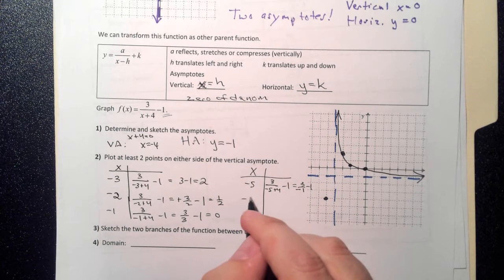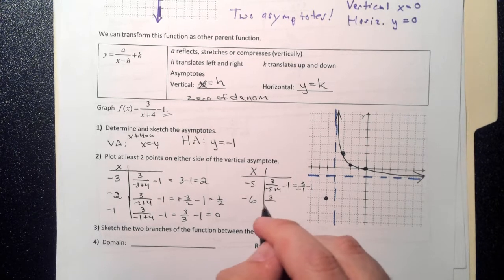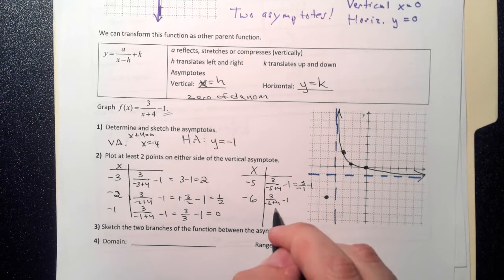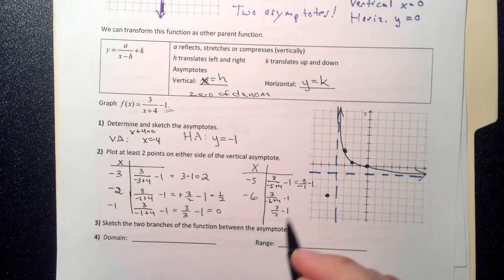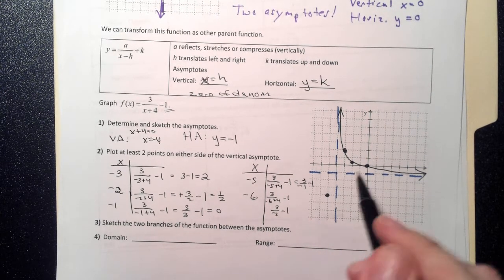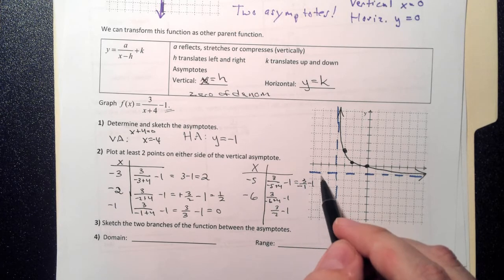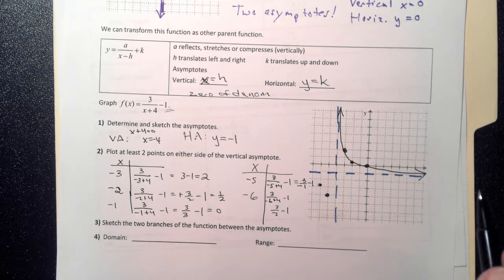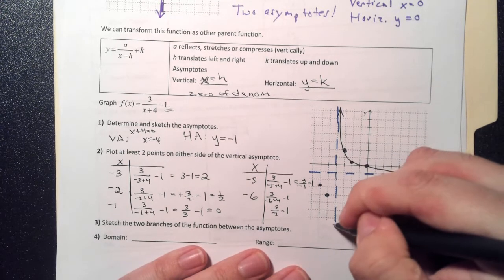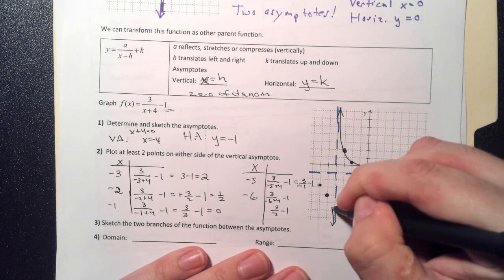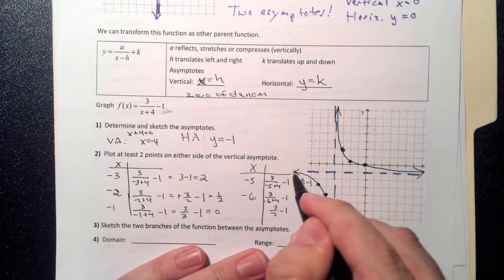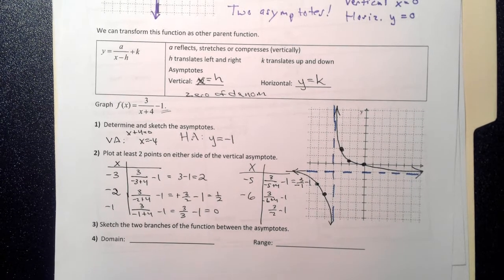And I could do the same thing if I put in negative 6. I will have 3 over negative 6 plus 4 minus 1, which is 3 over negative 2 minus 1. So that's negative 3 halves minus 1. So that's negative 1½ minus 1 right down here. Again, I know what the behavior is. These curves are going to pass through these points and then hug these asymptotes, get really close to them. So it looks something like this.